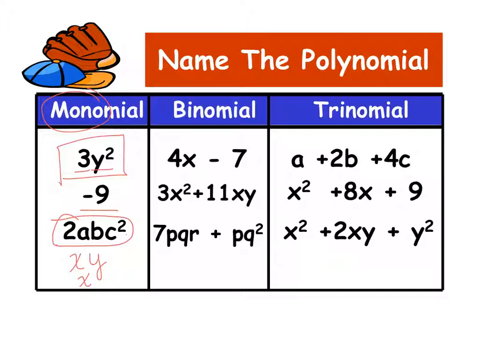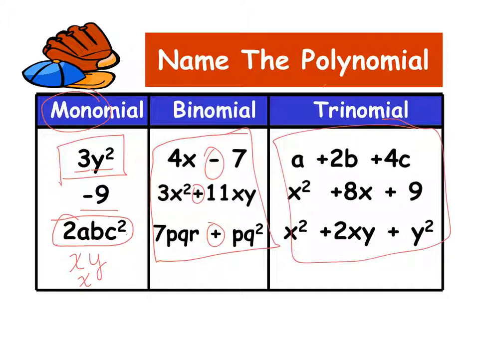In the second column, we have some examples of binomials, and all they are is two monomials separated by subtraction or addition. And then finally, we've got trinomials. Tri is the prefix that means three. So we've got three terms, and they have to be separated by addition or subtraction.